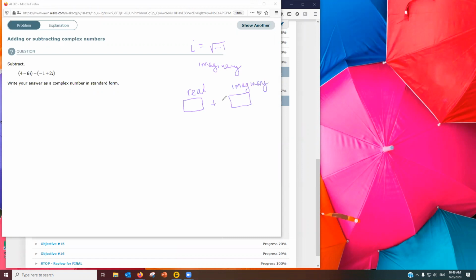How about if I take the number 5, of course that's a real number, and I take 2i, that's an imaginary number. Anytime I have an i, that makes it imaginary. But if I put together 5 plus 2i, we call this a complex number. So a complex number is made up of a real part, that's a number like 5 or 7 or negative 2, and an imaginary part that has an i in it. Well, in this example, they want us to subtract these complex numbers. So here's what they're giving us.